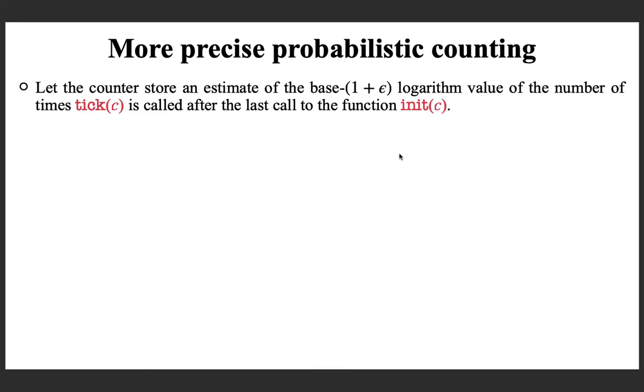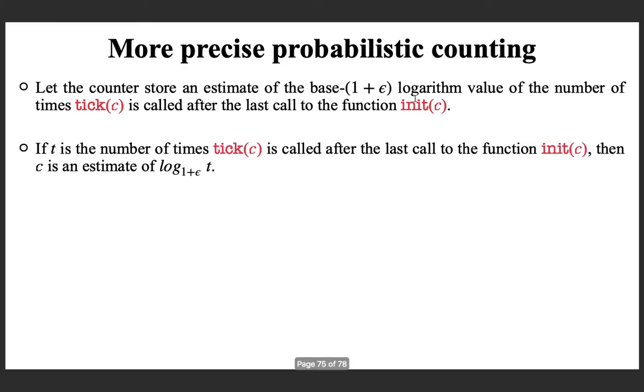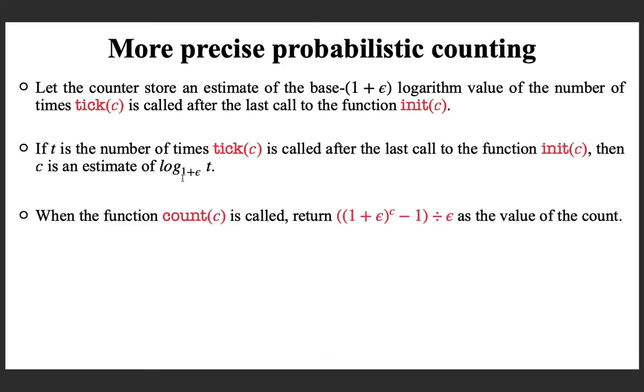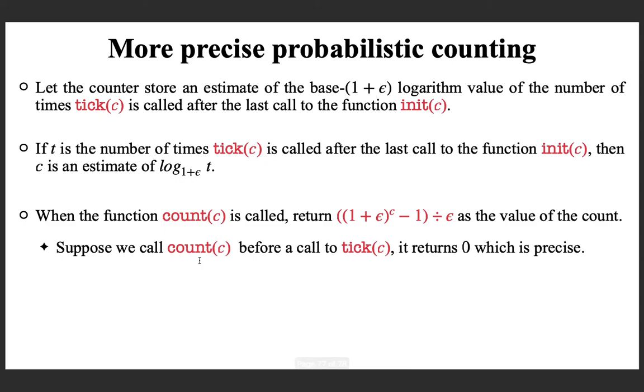Let the counter store an estimate which is base 1 plus epsilon logarithm of the original value. This is what I am telling. Rather than storing t as such, store log t to the base 1 plus epsilon. And then what you can return is, this is what the algorithm is saying. This is the quantity that is going to be returned when you call the count C function.